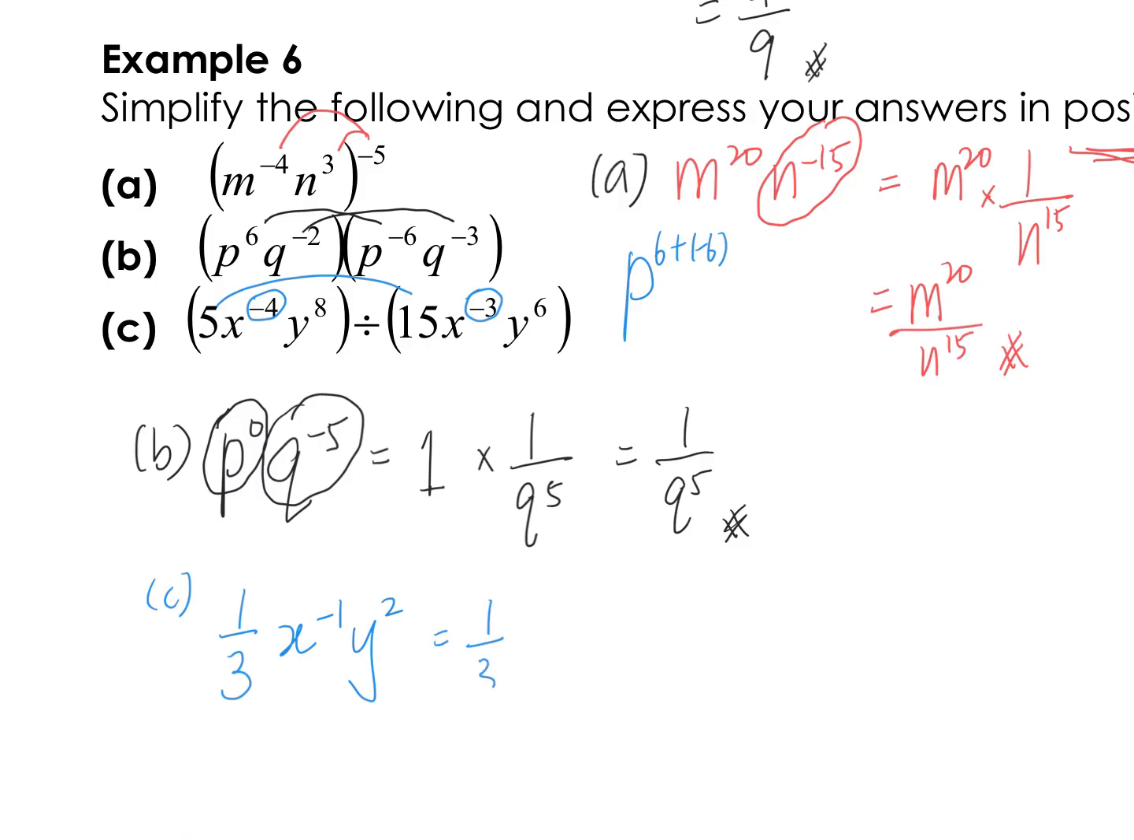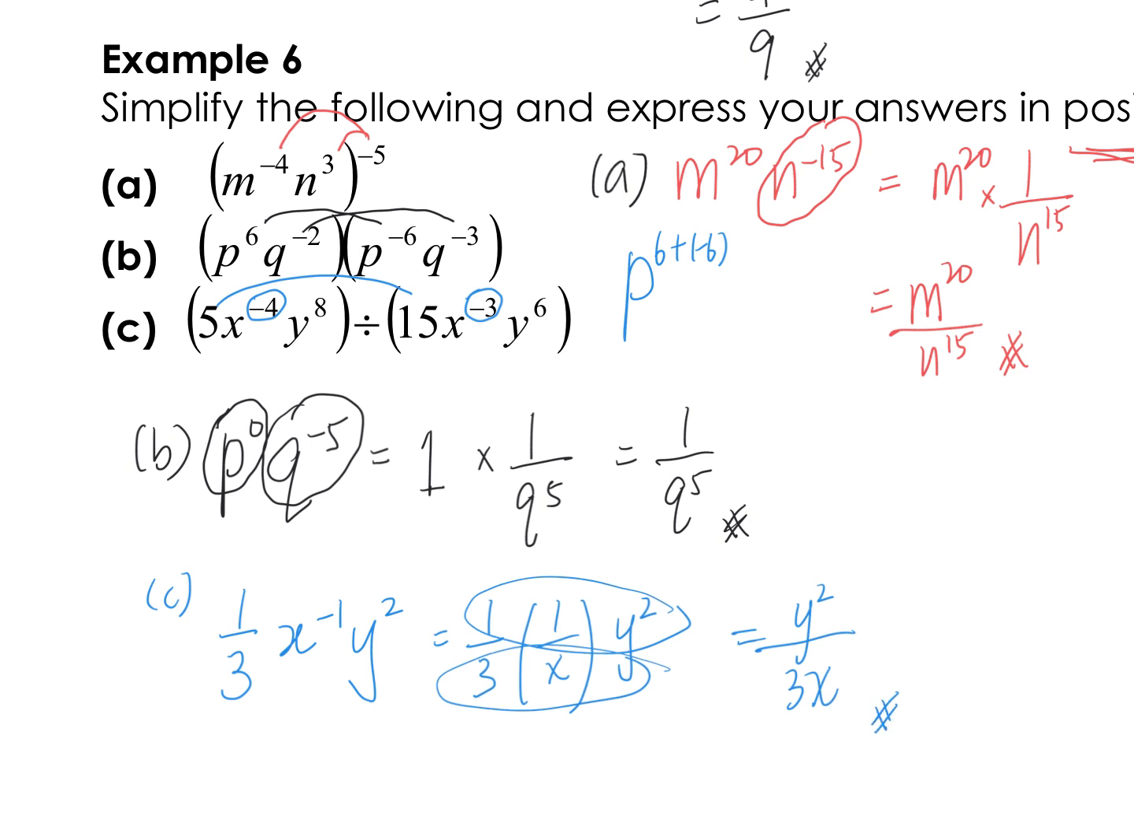Okay, so I want to simplify such that I don't have negative power, right? So the 1/3 and then x to the power of -1, you can write it as 1/x, and then this is just y squared. So all the numerator, all the denominator, so this is your final answer. Of course you can just show me everything in one step. If you can see this directly, just give me this. -5 because -2 plus -3.